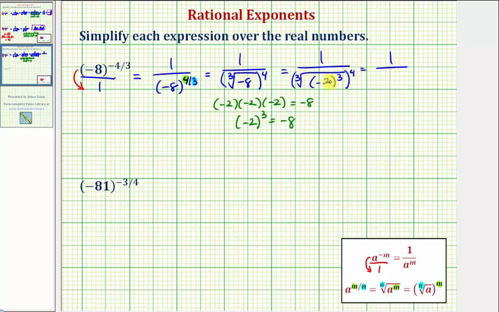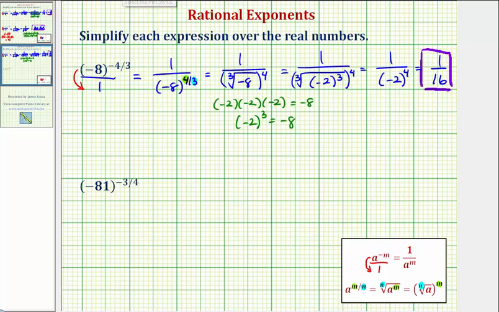Well, the cube root of negative 2 cubed is going to simplify perfectly to 1 factor of negative 2, but this is still raised to the 4th. And negative 2 to the 4th is going to be equal to positive 16, so this simplifies to 1/16.